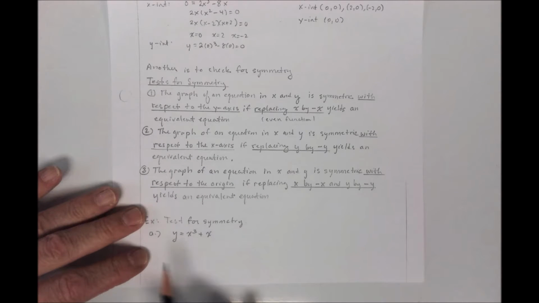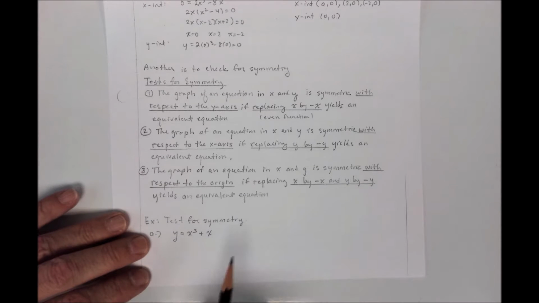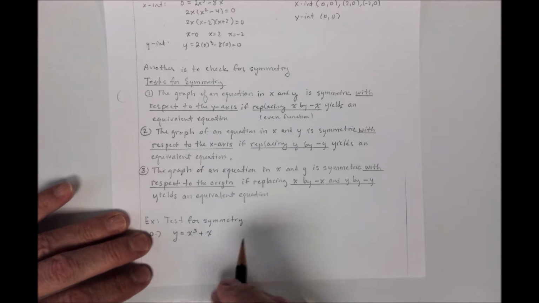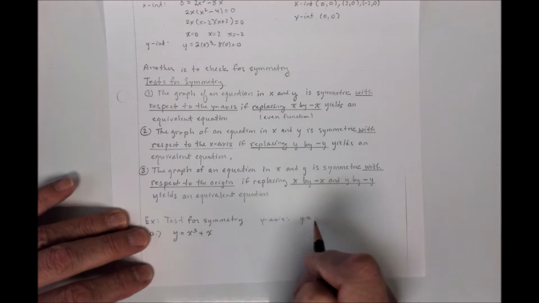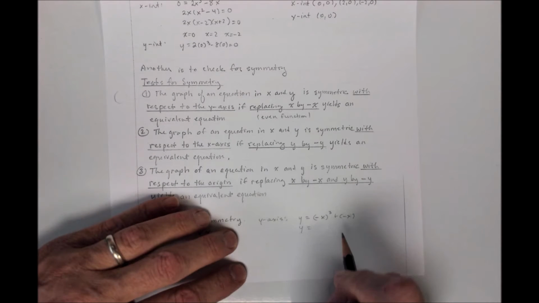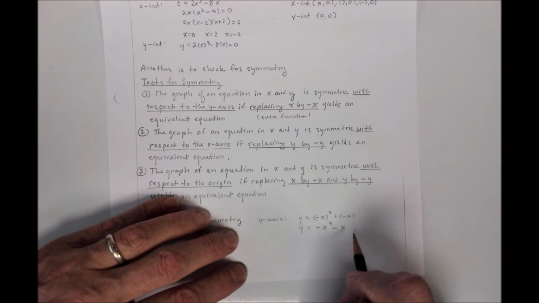All right, now let's test for symmetry without having to graph. I'm going to first test to see if I have symmetry with respect to the y-axis by plugging in the opposite of x. So for the y-axis, I have y equals the opposite of x to the third power plus the opposite of x. y equals the opposite of x times the opposite of x times the opposite of x, negative times negative times negative, is the opposite of x to the third minus x. And if I factor out a -1, I get x to the third plus x.